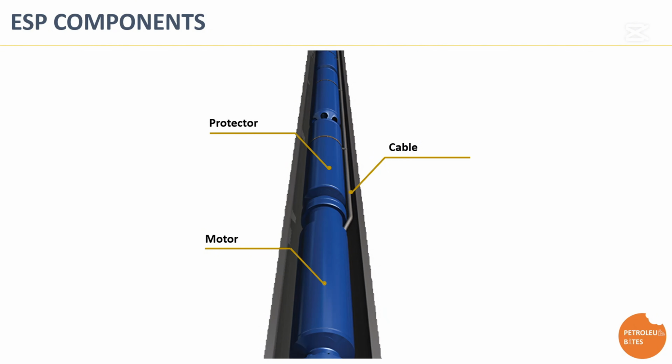Directly connected to the motor is the protector, also known as the seal section. The protector acts as a barrier, preventing well fluid from entering the motor, while also equalizing internal and external pressure and accommodating motor oil expansion during temperature changes. Positioned above the protector is the pump intake, the entry point of well fluid into the ESP system. Finally, the ESP pump itself, consisting of multiple stages of impellers and diffusers, enables the fluid to be lifted progressively to the surface.